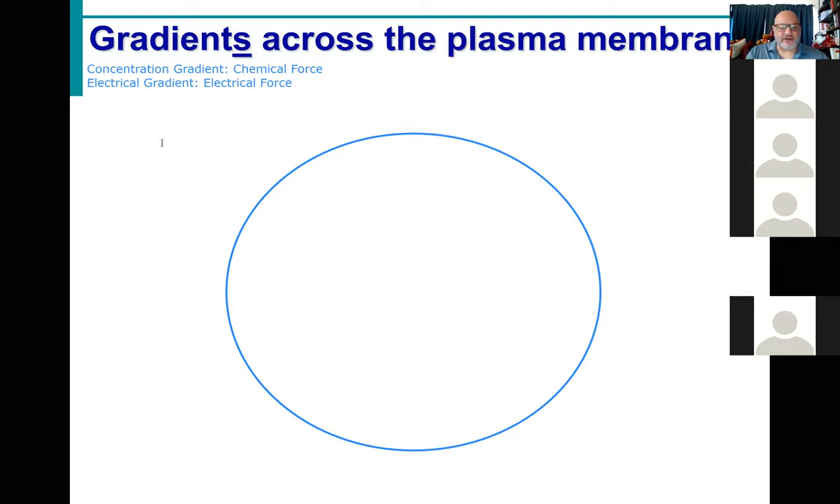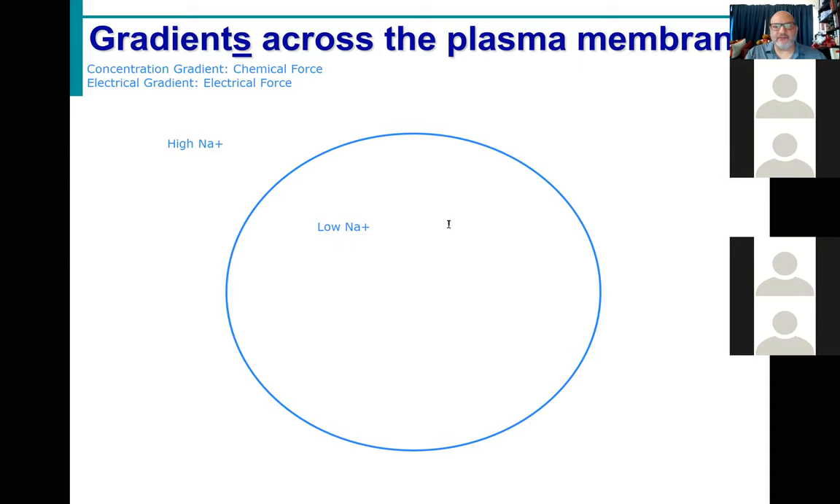Outside. Excellent. So there's a high concentration of sodium, a charged ion, outside the cell, and a low concentration of sodium inside the cell. All right, I heard someone say potassium. Where was there more potassium? Inside the cell. Excellent. So there is a high concentration of potassium, another charged particle, ion inside the cell. Perfect. And so a low concentration of potassium outside the cell.